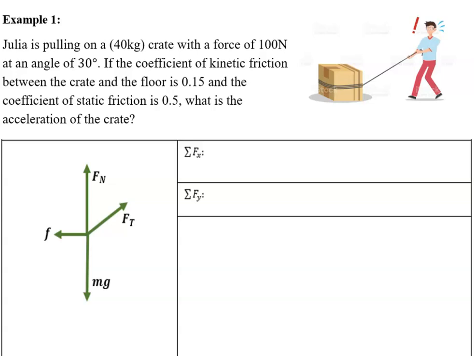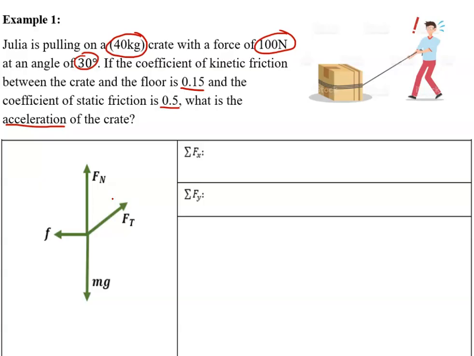All right, now we're going to go through the examples. And remember, with this question, we have the coefficient of kinetic friction, the coefficient of static friction, and we are looking for the magnitude of acceleration. We also know the mass of the crate, the pulling force, and the angle. So we already have our free body diagram.